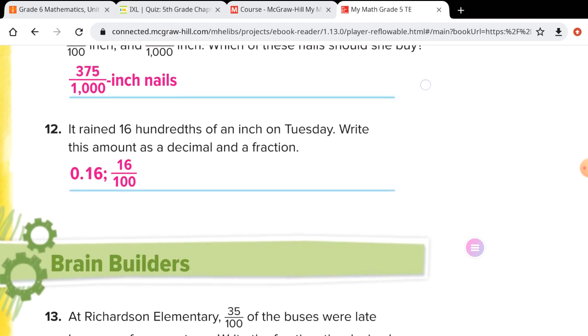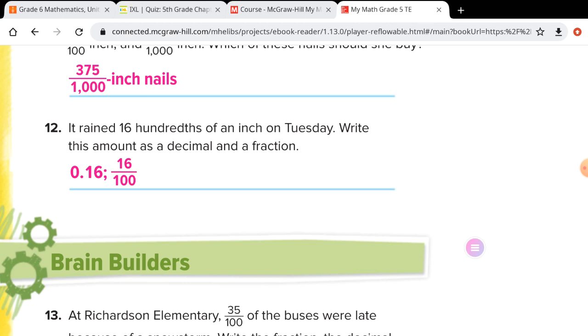Okay, did we mark out 12? No. Okay, so that one was the same thing. It gave it in words. And it asked us for the fraction and the decimal.